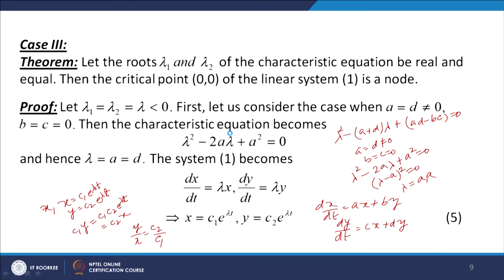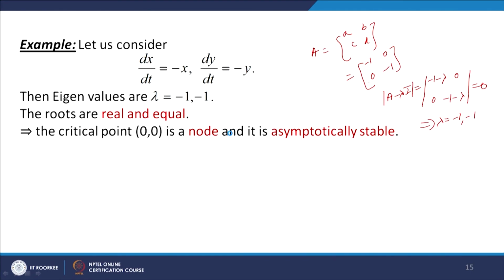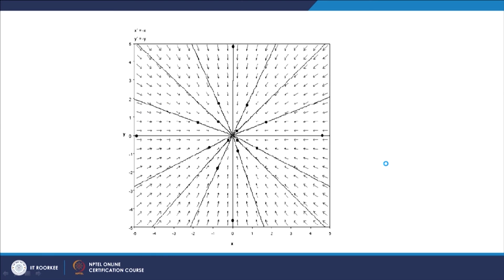So here you can see the example which we have taken, a is equal to d is equal to minus 1, and b equal to c equal to 0. So we get a star shaped node. So this node is a star shaped node and it is asymptotically stable. The figure is this one.